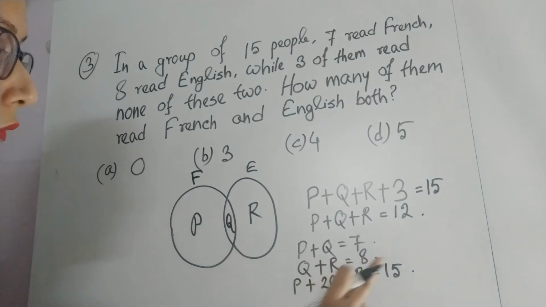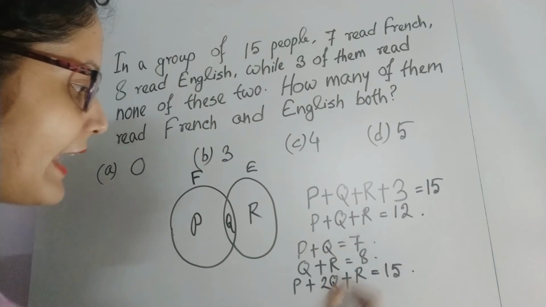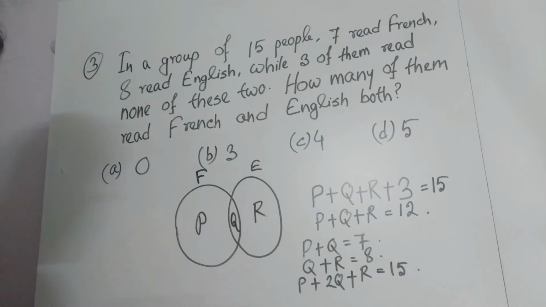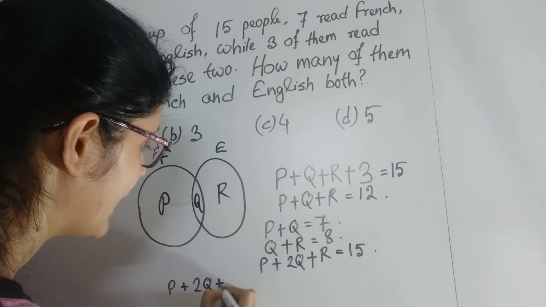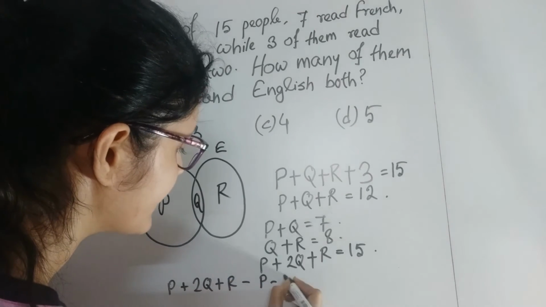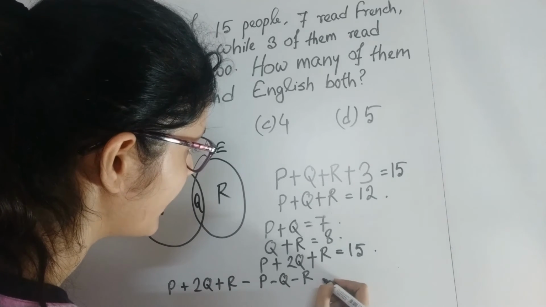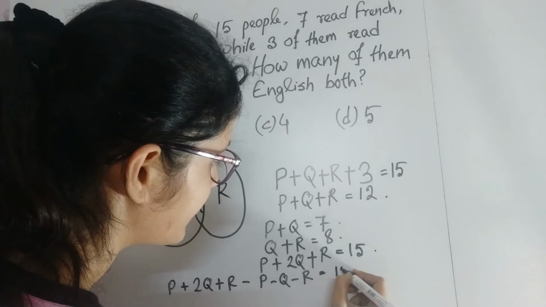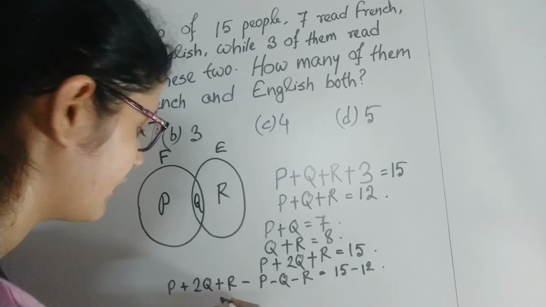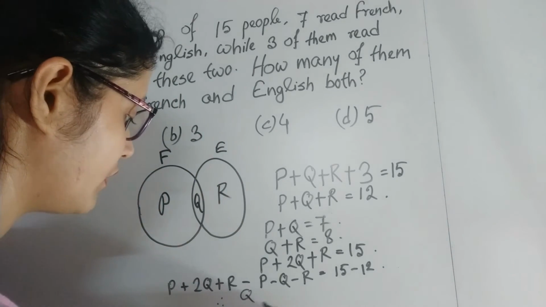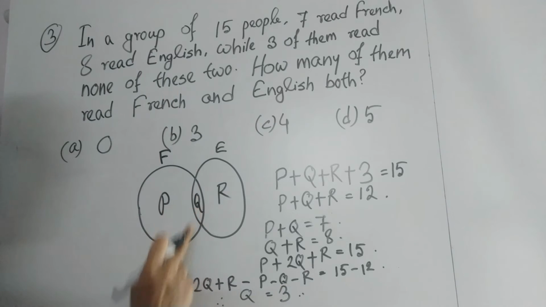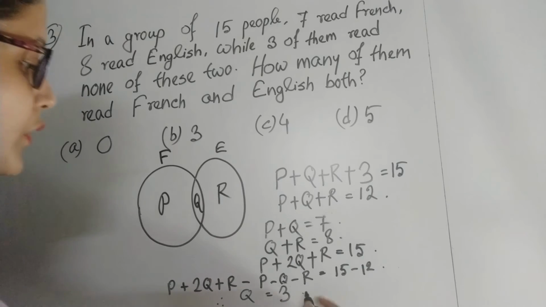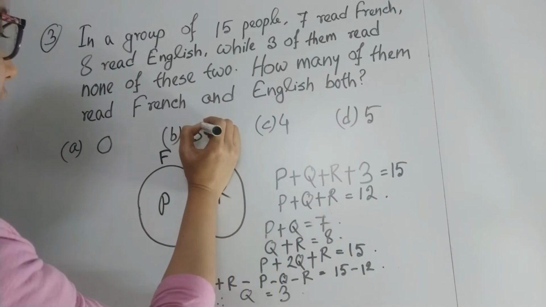Okay. Now if we subtract this one from this one, then P plus 2Q plus R minus P minus Q minus R. No need to subtract in this way, you can do it orally. 15 minus 12, or Q will be equal to 3. That is, the number of people who read both the books will be 3. So here 3 will be the answer.